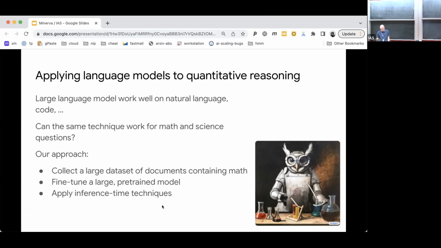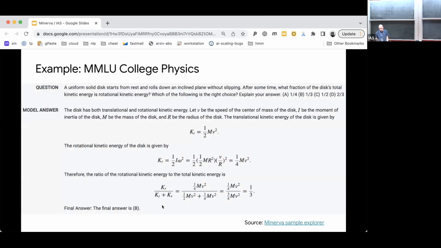Let's go through this, but before we go to the details, let me just show what we get when we take a large language model and train it on lots of math data like arXiv papers and things like that, and then we start asking it math questions. This is an example from a benchmark called MMLU. This is a large multiple choice benchmark. Here we have a physics question. A uniform solid disk starts from rest and rolls down an inclined plane without slipping. What is the fraction of the disk's total kinetic energy that is rotational kinetic energy? It's a multiple choice question, so we need to figure out the correct ratio.